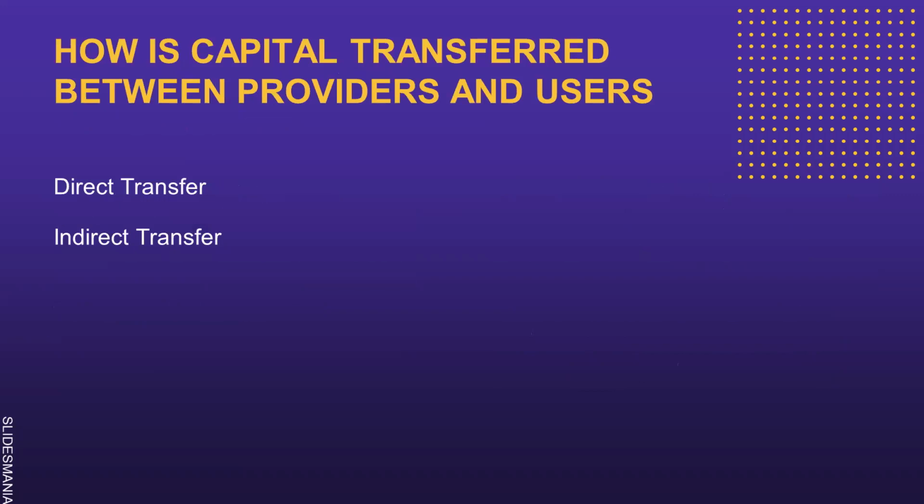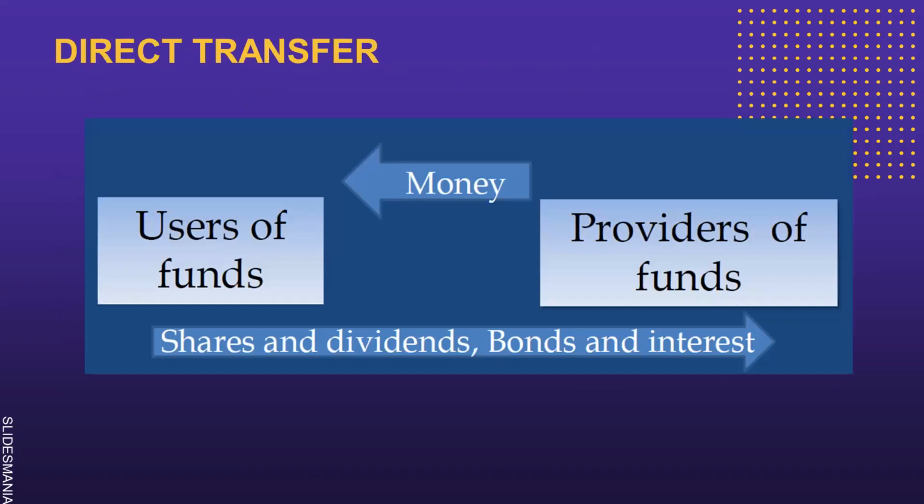Okay, so how is capital transferred between providers and users? There are two different ways: number one is via direct transfer, and secondly via indirect transfer. Let's discuss direct transfer first. Direct transfer is between the users of funds and providers of funds. It's simply directly transferring money from the provider to the user with the intention, of course, of receiving dividends or interest. That's the point of view of the providers.